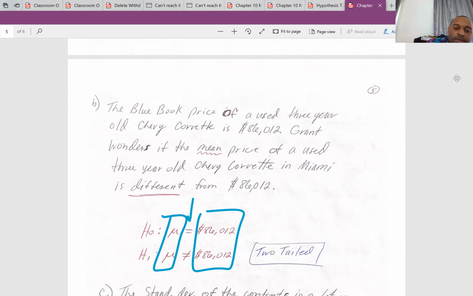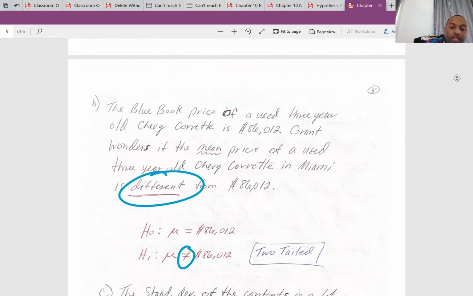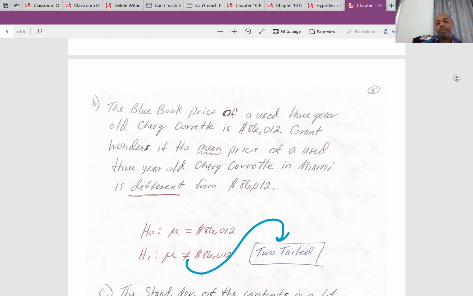So what we need to establish now is this, and the keyword here is different. It didn't ask us about greater than, it didn't ask us about less than. It could be either one of them. We just want to know, is it different? So that's not equal to, and that's why that symbol went there. And since it's not equal to, that means it's two-tailed.